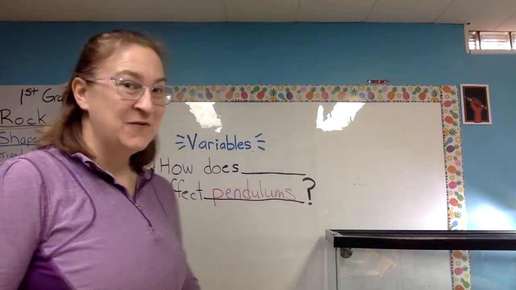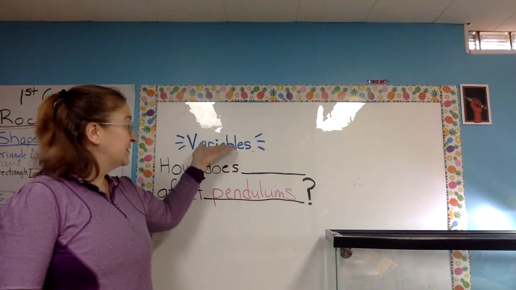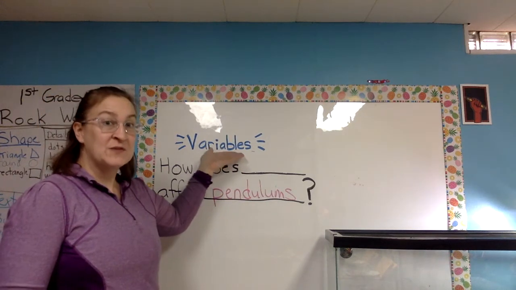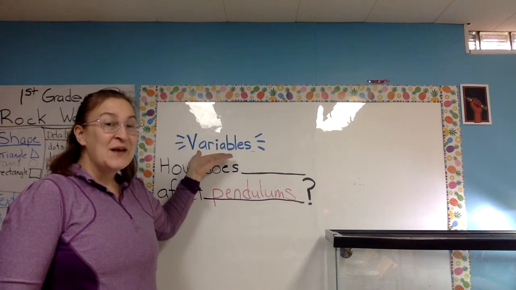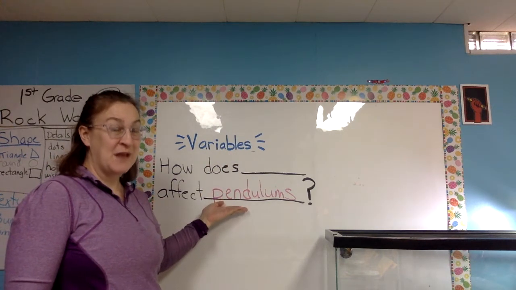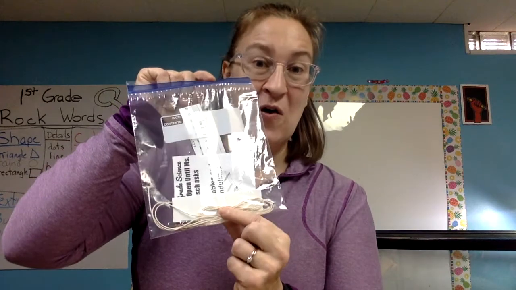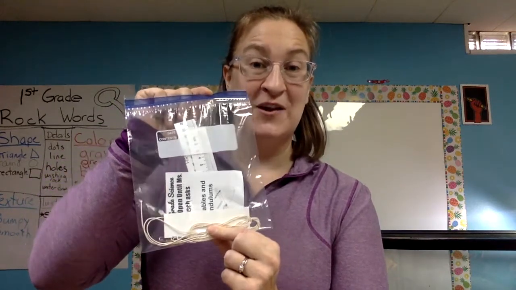All right, part two for today is pendulums. Our big science topic is variables, and those are all the things we change in a science experiment. And we are finding out how all of the things we change affect pendulums. So we need to make a pendulum. What is a pendulum? Well, you have this bag with all of the materials you need to build a pendulum, and I will show you how to build with this bag.